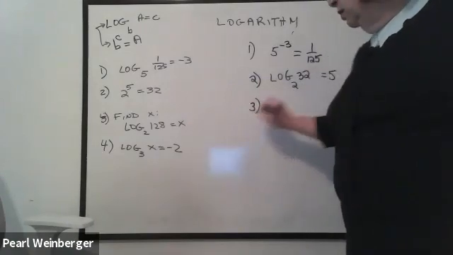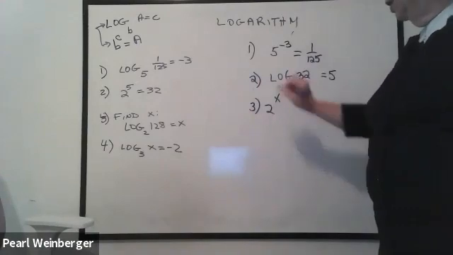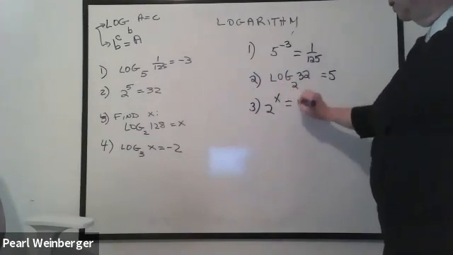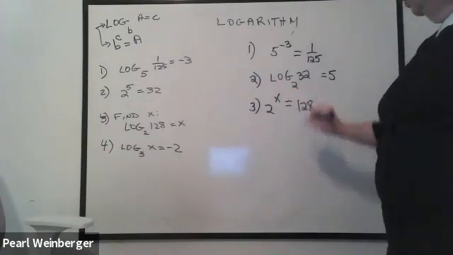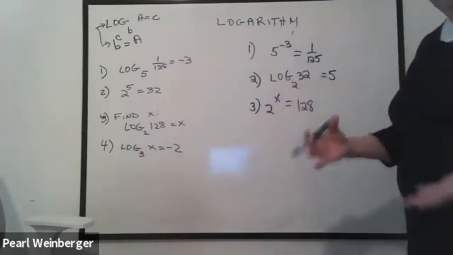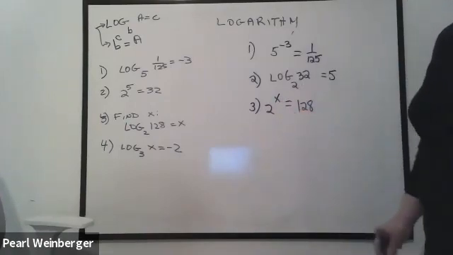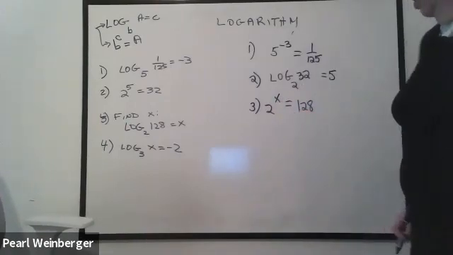So the base is 2. We don't know what the exponent is, so we're calling it x, and that's going to give us 128. So this is what's called an exponential equation. We want to find out the exponent. How many times do I have to multiply 2 to get 128?